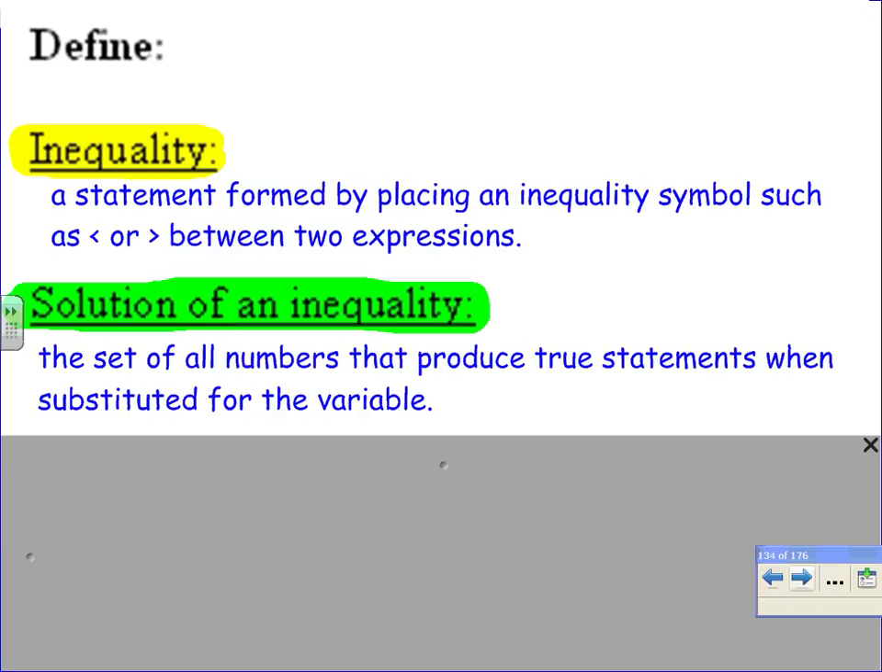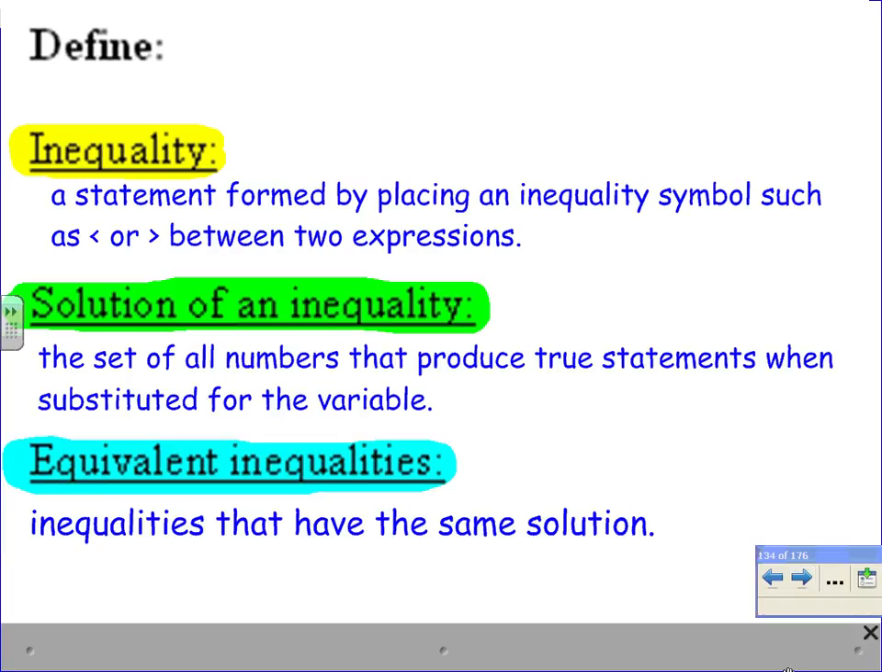So these are kind of fun because there's a lot of options. What do you guys think the next one, what do you think equivalent inequalities mean? Emma H? Yeah, so say a little more though. Okay, so basically they're equal. Inequalities that have the same solution is what Emma H was telling us. She was just giving us an example. Equivalent inequalities are inequalities that have the same solution.